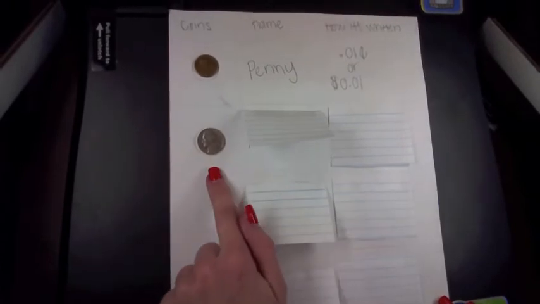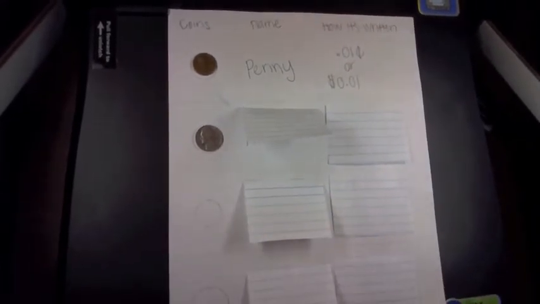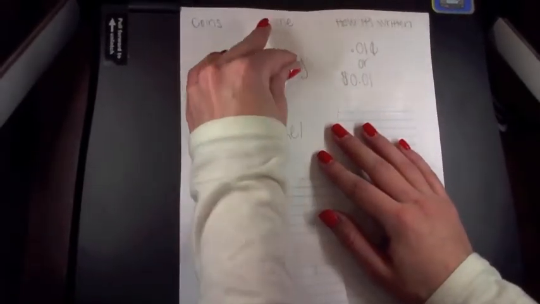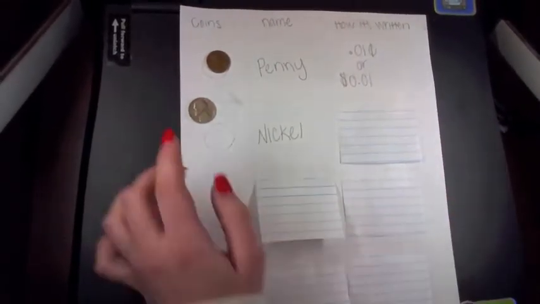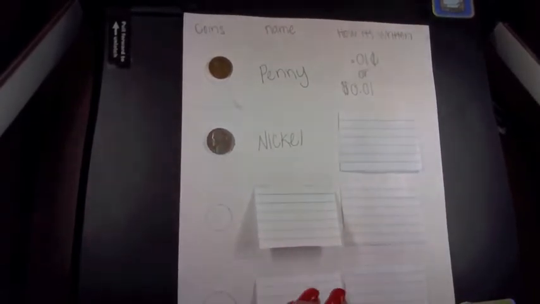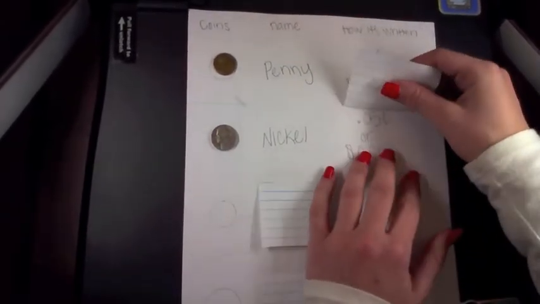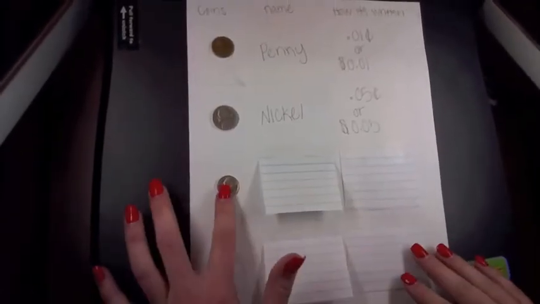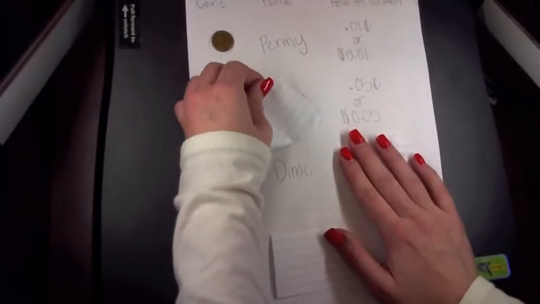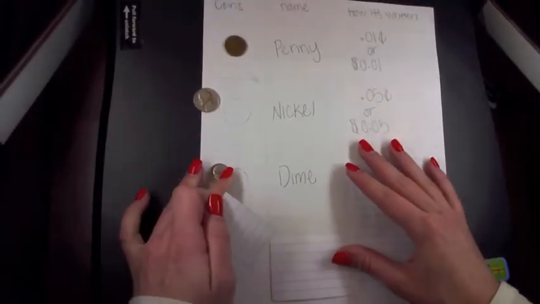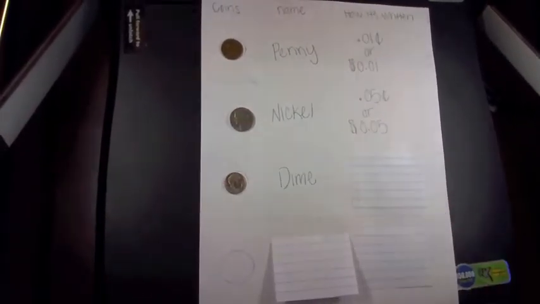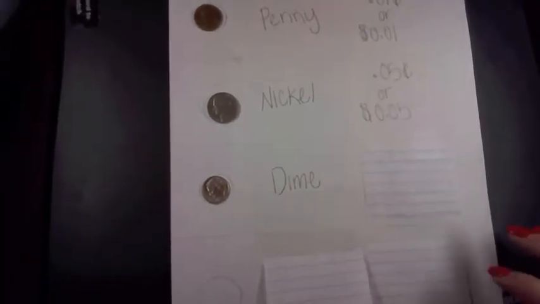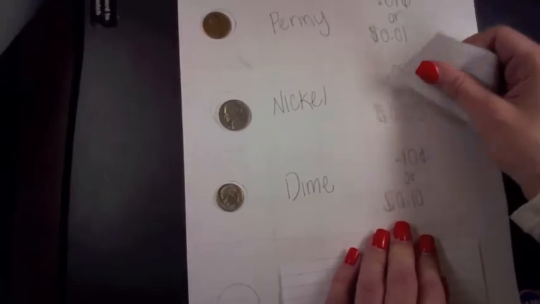Does anyone know what this coin is? Is it worth 5 pennies? It is 5 pennies. And its name is a nickel. And it is worth 5 pennies or 5 cents. This next coin is called a dime. Can anyone tell me how much a dime is worth? I think it's worth 10 cents. Great job. It is worth 10 cents.